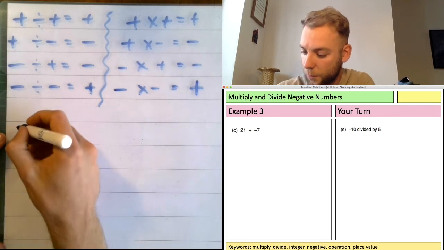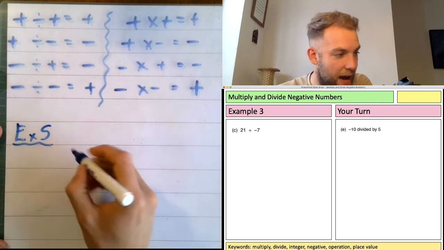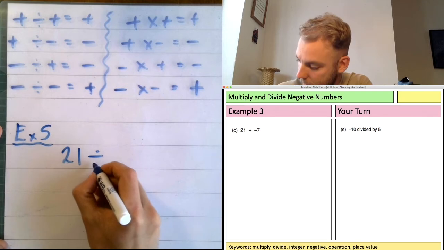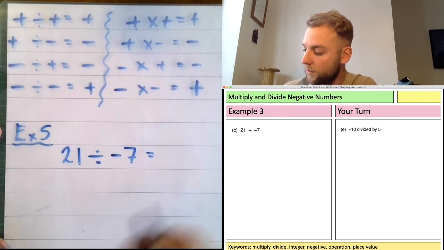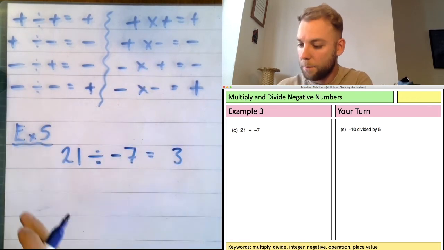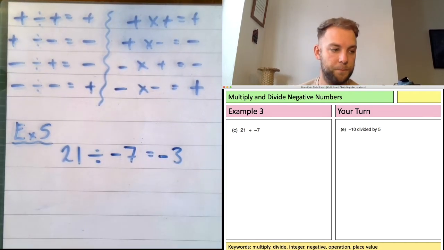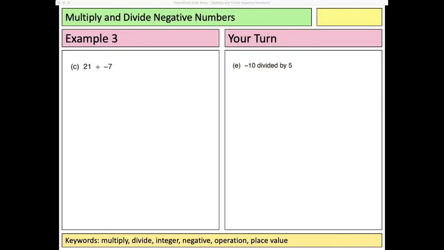Okay. So example 5 this is, and it's 21 divided by negative 7. So deal with the numbers first. 21 divided by 7 is 3. Positive divided by a negative is a negative value, like so. Brilliant. So pause now and have a little go at that one on the right-hand side.